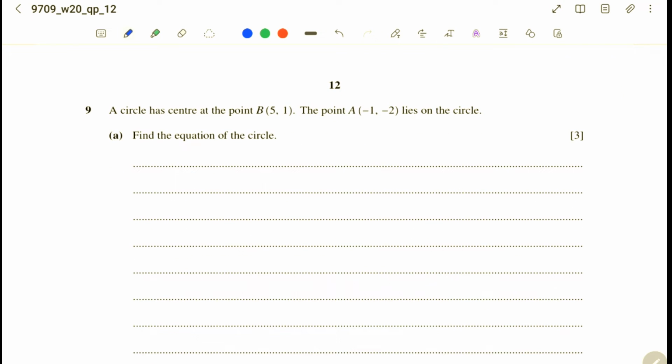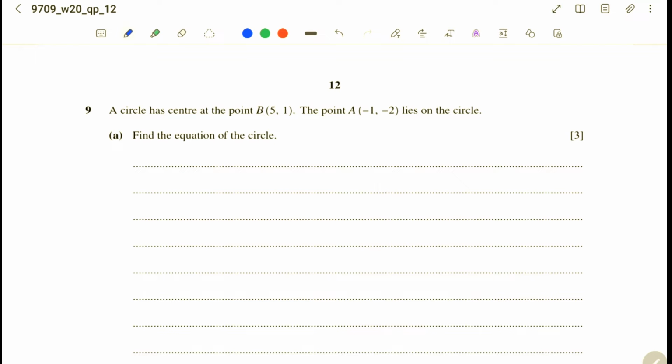Next, question number 9. A circle has center at the point (5, 1). The point A (-1, -2) lies on the circle. Find the equation of the circle. So the center is given. A point on the circle is also given. The distance between the center and the point is nothing but the radius. If we know the radius, we already know the center, we can write the equation of the circle.